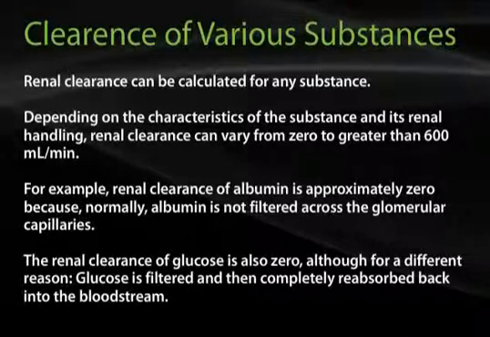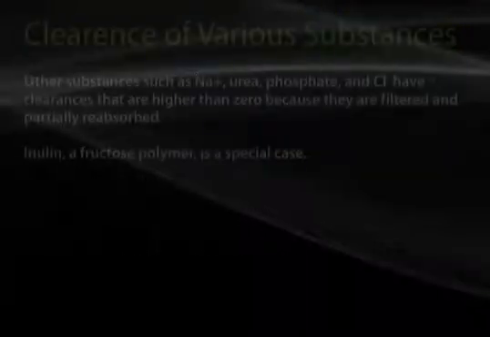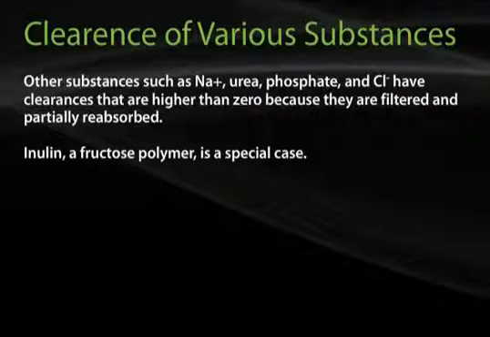Depending on the characteristics of the substance and its renal handling, renal clearance can vary from 0 to greater than 600 milliliters per minute. For example, renal clearance of albumin is approximately 0 because normally albumin is not filtered across the glomerular capillaries. The renal clearance of glucose is also 0, although for a different reason. Glucose is filtered and then completely reabsorbed back into the bloodstream. Other substances such as sodium, urea, phosphate, and chloride have clearances that are higher than 0 because they are filtered and partially reabsorbed. Inulin, a fructose polymer, is a special case, and we'll discuss it in more detail in the following slides.